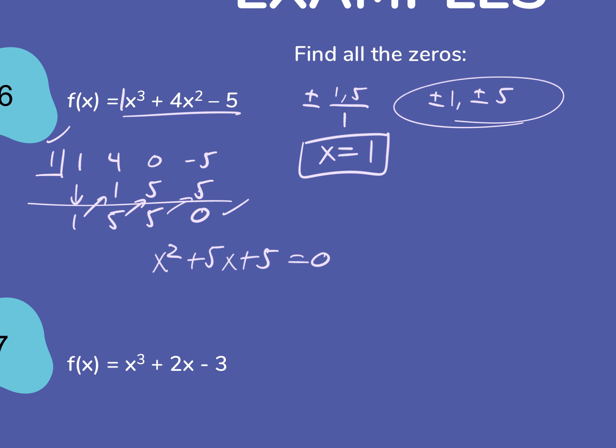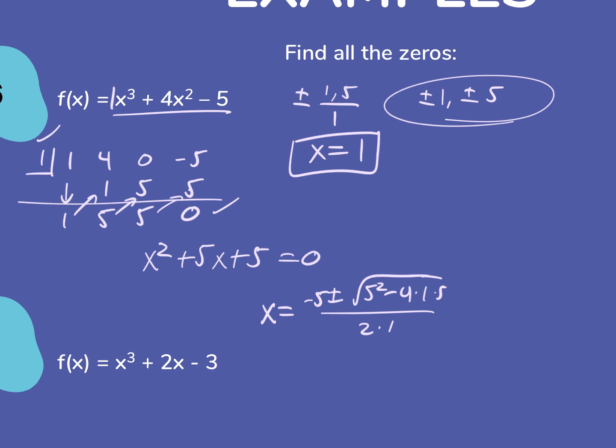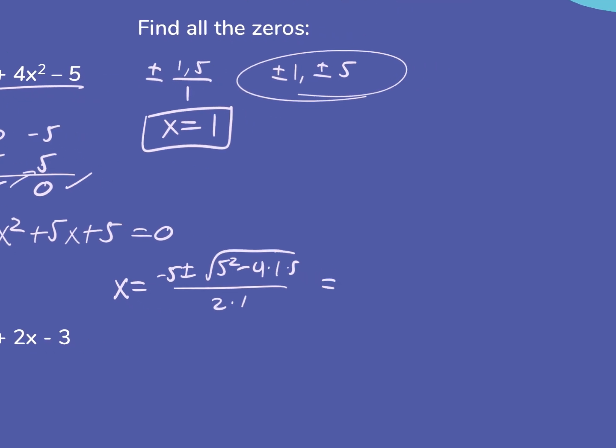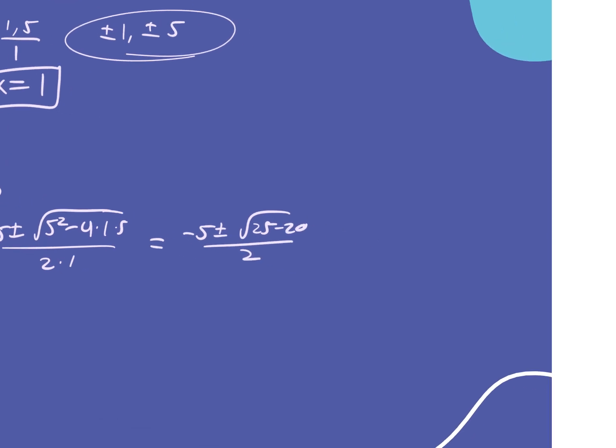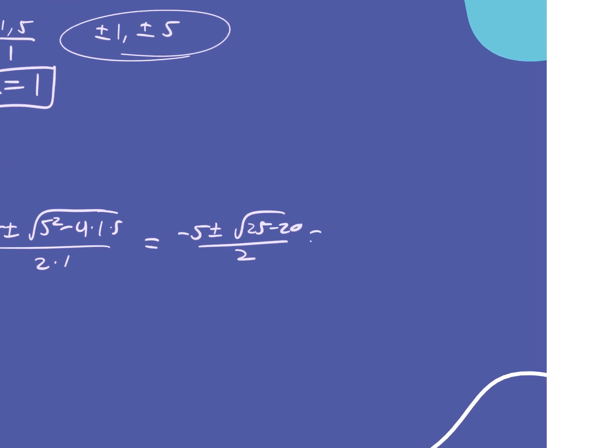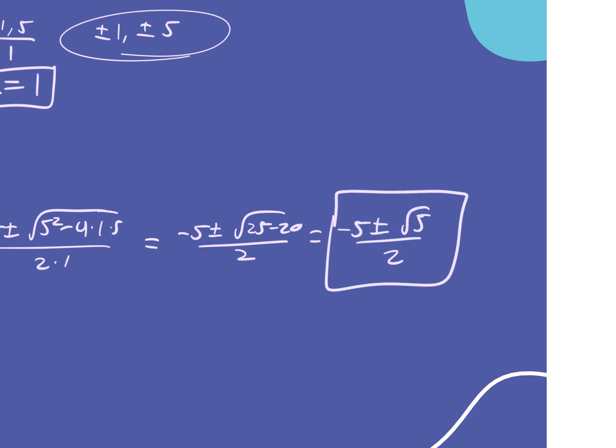Right? So let's plug this into our quadratic formula. We get x equals -5 plus or minus the square root of 5 squared minus 4 times 1 times 5 over 2 times 1. All right, and then so we get -5 plus or minus the square root of 25 minus 20 over 2. And then that's going to get us negative 5 plus or minus the square root of 5 over 2. All right, so these are our other two solutions.